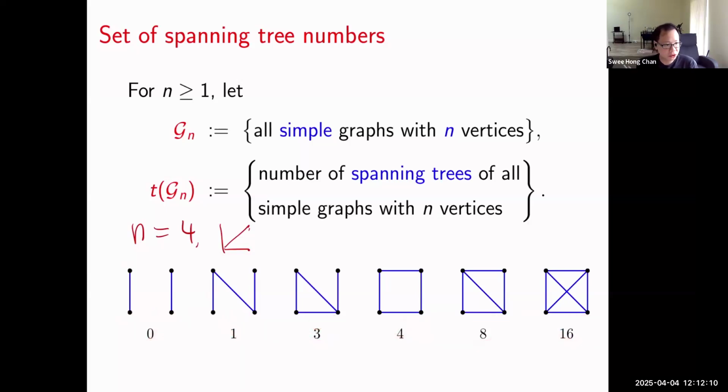Up till here, is the definition clear for T(G_n)? If it's clear, feel free to do this. If not, then do this. Or feel free to unmute and ask a question. Okay, good. Thank you.